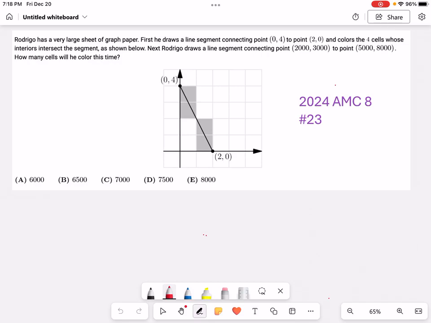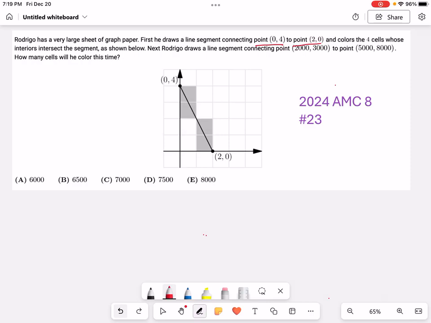This time we're going to be covering problem number 23 from the 2024 exam. Okay, let's get started. Rodrigo has a very large sheet of graph paper. First, he draws a line segment connecting point (0, 4) to point (2, 0) and colors the four cells whose interiors intersect the segment, as shown below. So where the line passes, he's coloring those squares which it touches.